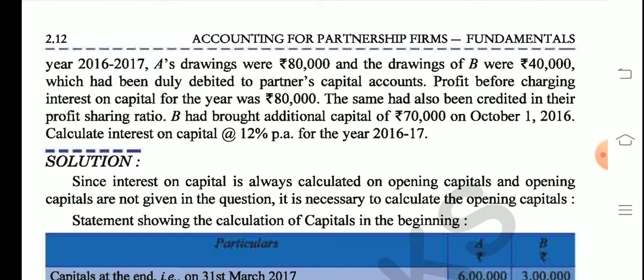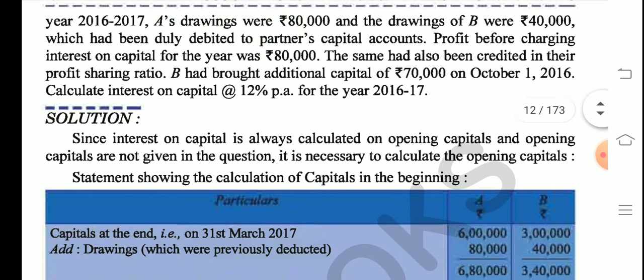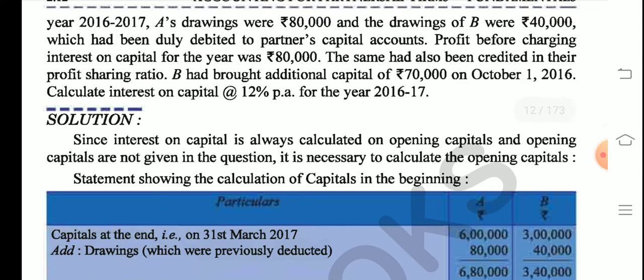So now the twist is here. It's a new kind of question. It's mentioned here that before giving any interest on the capital to the partners, the profit was 80,000. So this means this 80,000 has to be written on the credit side of the profit and loss appropriation account. The same has also been credited in their profit sharing ratio.